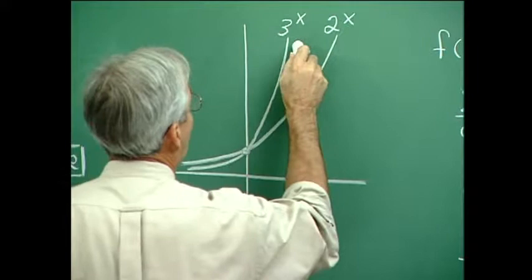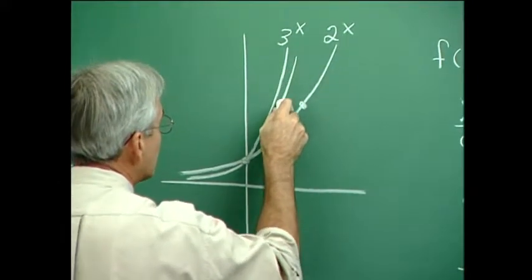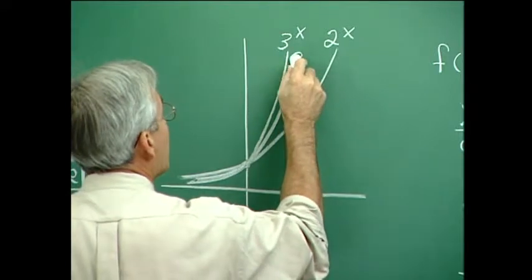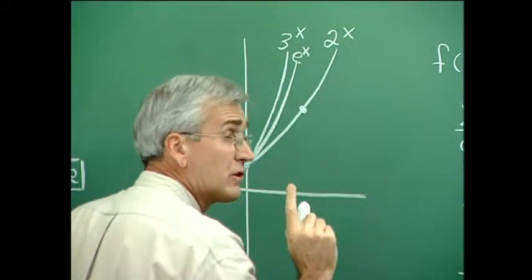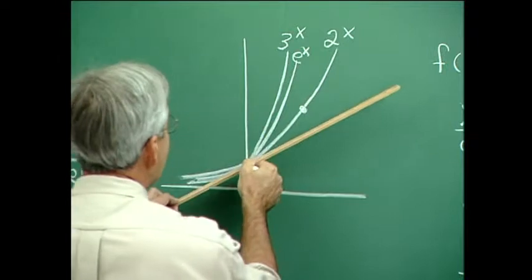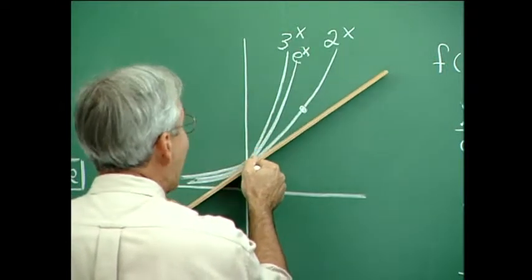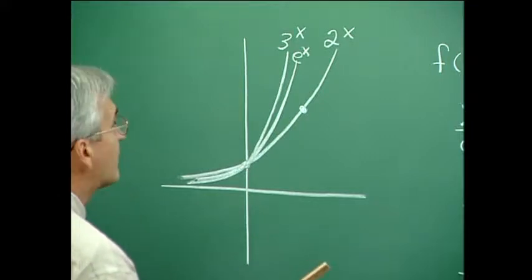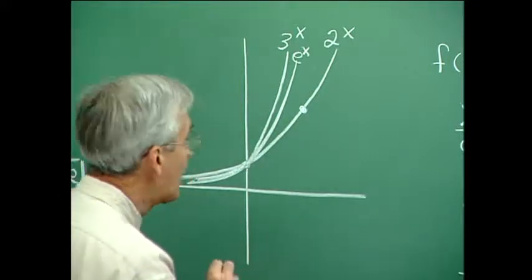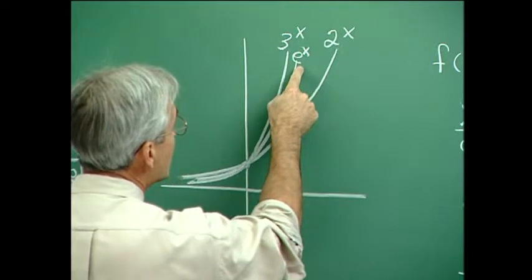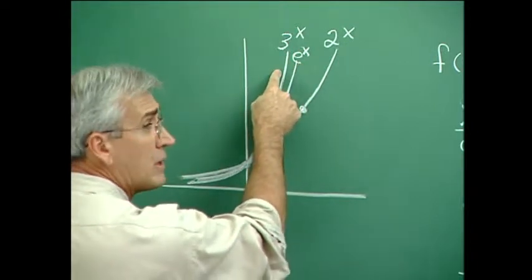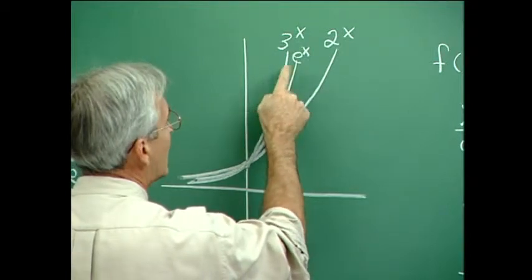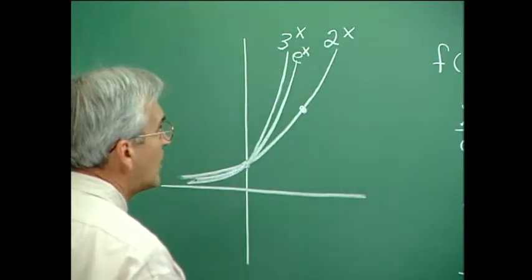That is, for the graph of e to the x, which is about like this, you see the slope of the tangent line at the point 0, 1 is exactly 1. Now, actually, I haven't drawn this graph anatomically correctly. It's the case that this graph is almost right on top of this one. You might try it on your calculator to see how very close it is. It's very, very close to the graph of 3 to the x power.